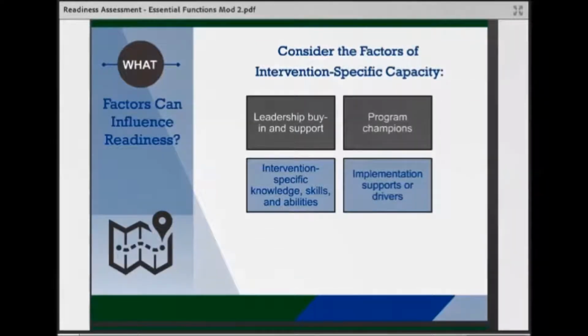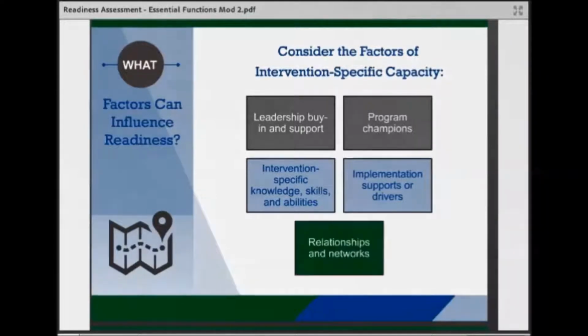Implementation supports or drivers. Does the organization have foundational supports or drivers in leadership, competencies, and organization to implement and sustain change? Relationships and networks. Are there interagency and partner relationships to provide ongoing collaboration support? Are there peers and system partners that have implemented similar change to learn from?